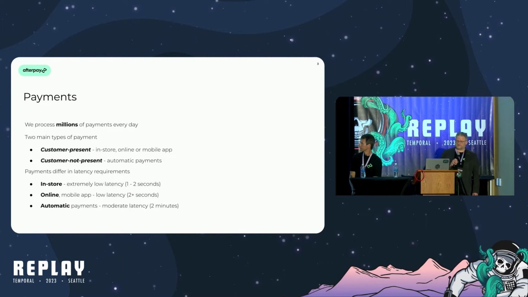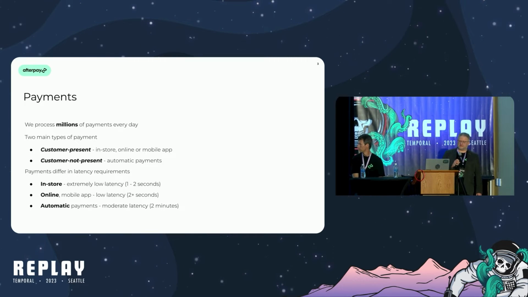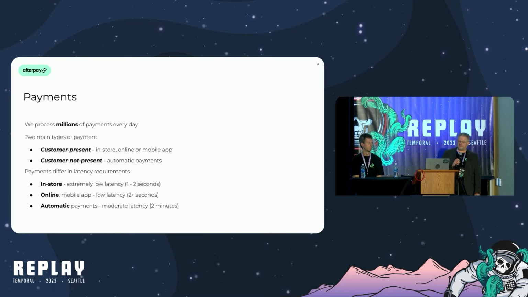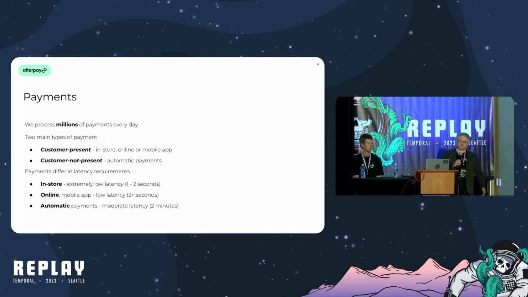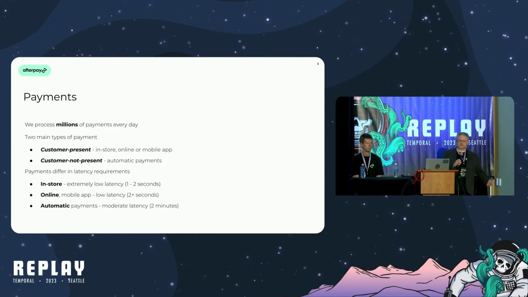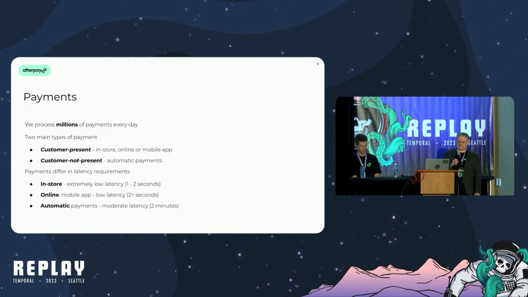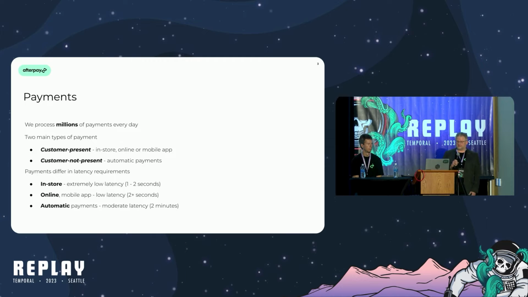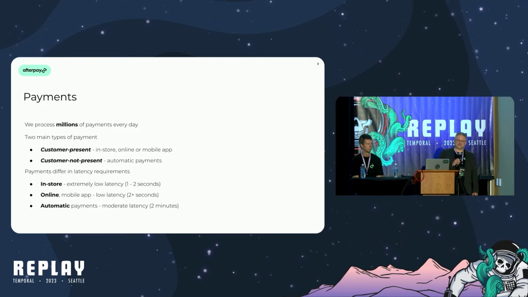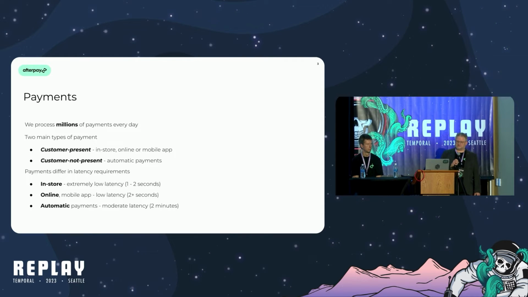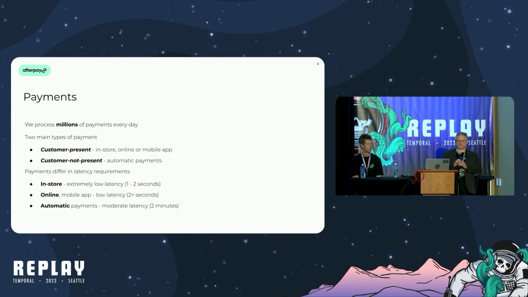There are 2 major types of payments. Customer present, or we call them online, when a customer makes a payment in store or online using a web portal or a mobile app. And customer not present, or offline, when a payment is deducted automatically by Afterpay on behalf of a customer. These payment types differ in their latency limits and requirements, with customer present payments having much stricter timeouts.